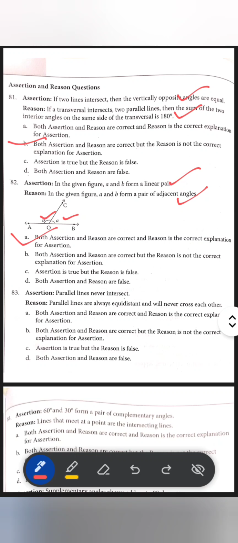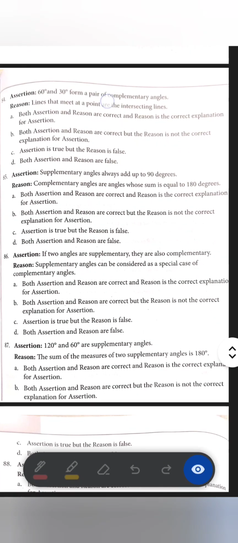Now question number 83. Parallel lines never intersect. That is correct. Parallel lines are always equidistant and will never cross each other. That is also correct. So both are correct. As they will never cross each other, that's why they will never intersect. So option A is the correct answer. Now come to the next page.